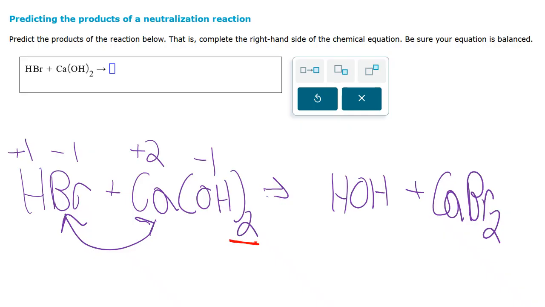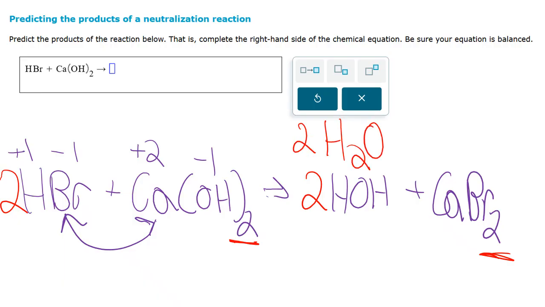There's a 2 outside that hydroxide, so we know we have 2 OHs on the right as well. And then there's a 2 outside bromine, so to balance it, we're going to go back to the other side. And if we look at all the possible ones that we can get, it's always going to be a 2. And for your homework, you're going to have to write H2O.